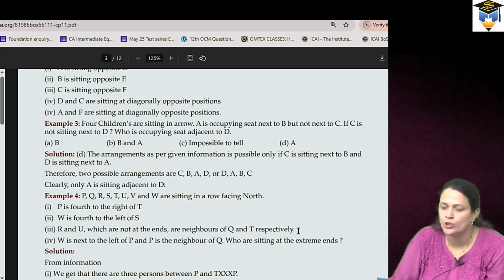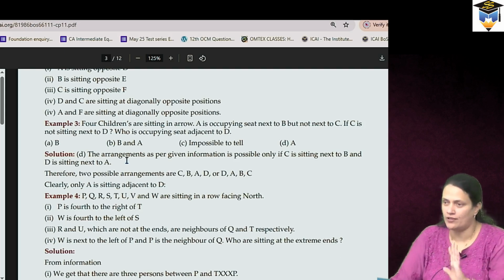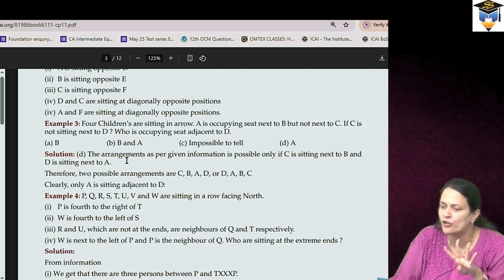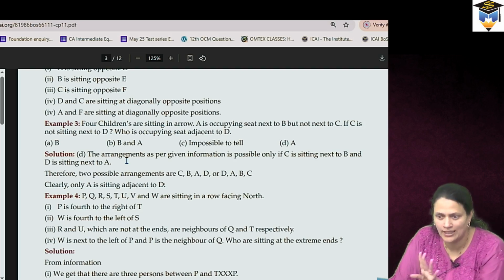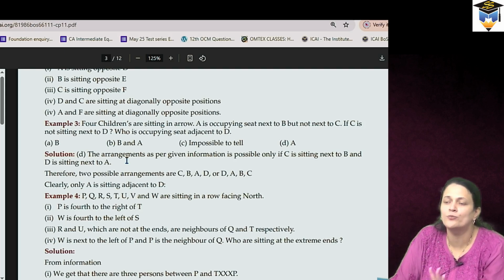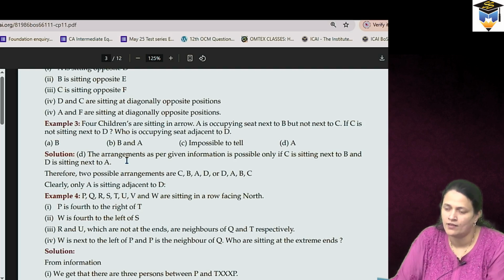So first you will have to understand the arrangement, how all are sitting. That you have to first keep in your mind. So there are 4 children, they are sitting in a row. Okay, A is occupying a seat next to B but not next to C. So they will be sitting like this.